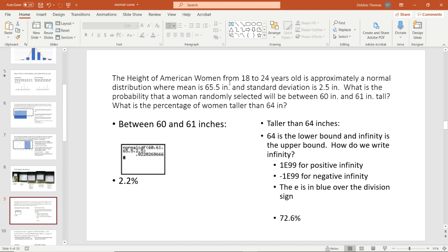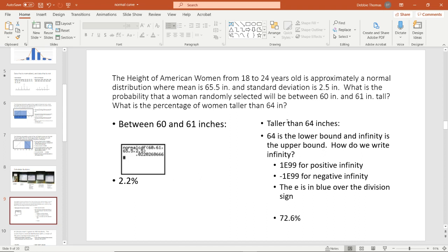The problem tells me mean is 65.5. Standard deviation is 2.5. And after I hit that paste button, it'll bring me back to a screen that looks like this. We look at this number and go, wait, what do I need? I need probability, which is the same thing as percentage for distribution problems. I'm going to multiply this by 100. So the probability I can find an American woman between 18 and 24 who is between 5 foot and 5'1" is 2.2%. Not that many super short people.